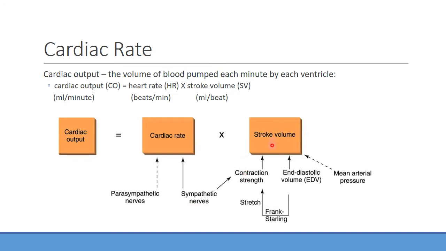Stroke volume is going to be a factor of a couple other things. This will be some of the newer stuff we'll talk about here. It has to do with contraction strength, so how strong of a contraction you're going to get. You guys know what the term for that is? It's going to be inotropy. So we'll talk about inotropes, positive and negative inotropes, as we go forward. But that will affect the actual contraction strength, or contractility, of the heart.